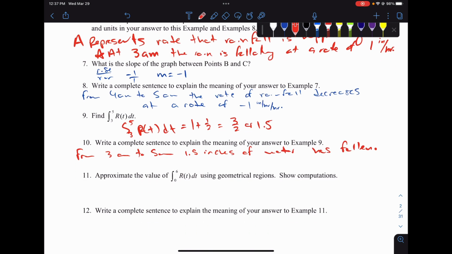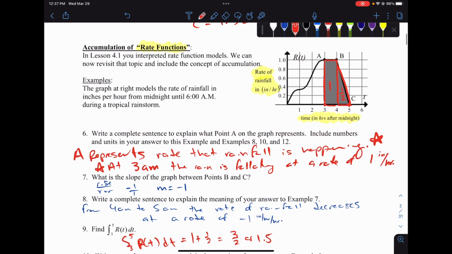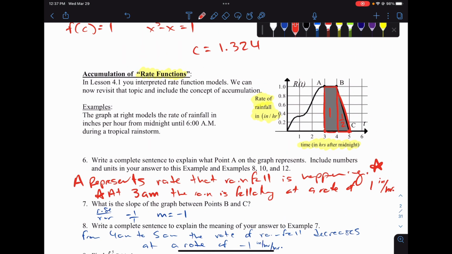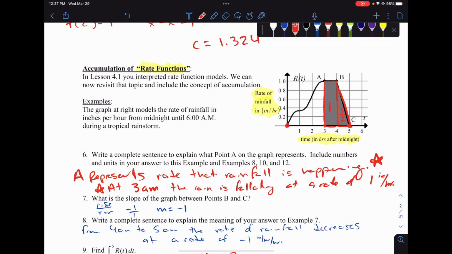Number 11, approximate the value of the integral from 0 to 6 using geometrical regions. Okay, so now it wants me to go all the way from 0 all the way up to 6. And I've already found from 3 to 5. We already know that's 1.5. So from 5 to 6, that geometric area is 0, so I don't even have to worry about that one.